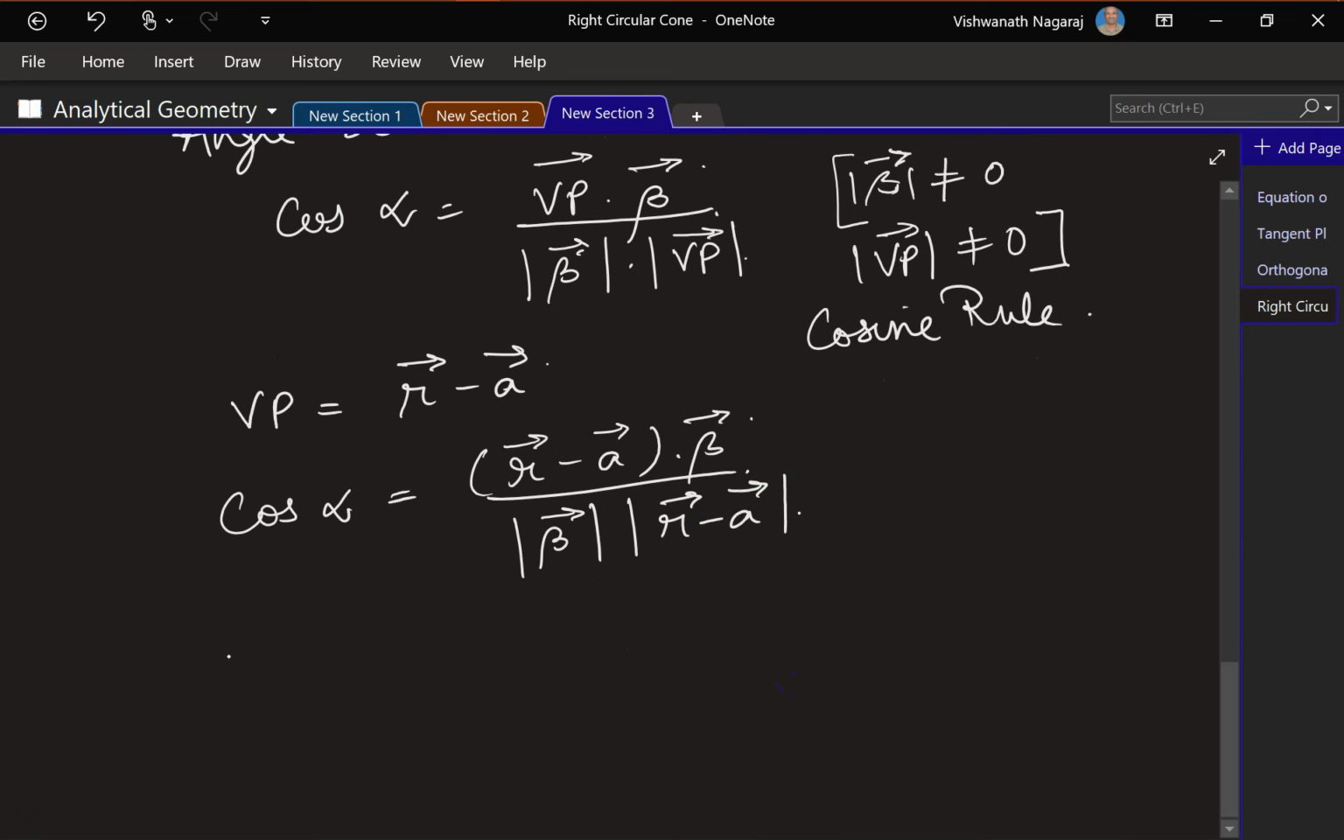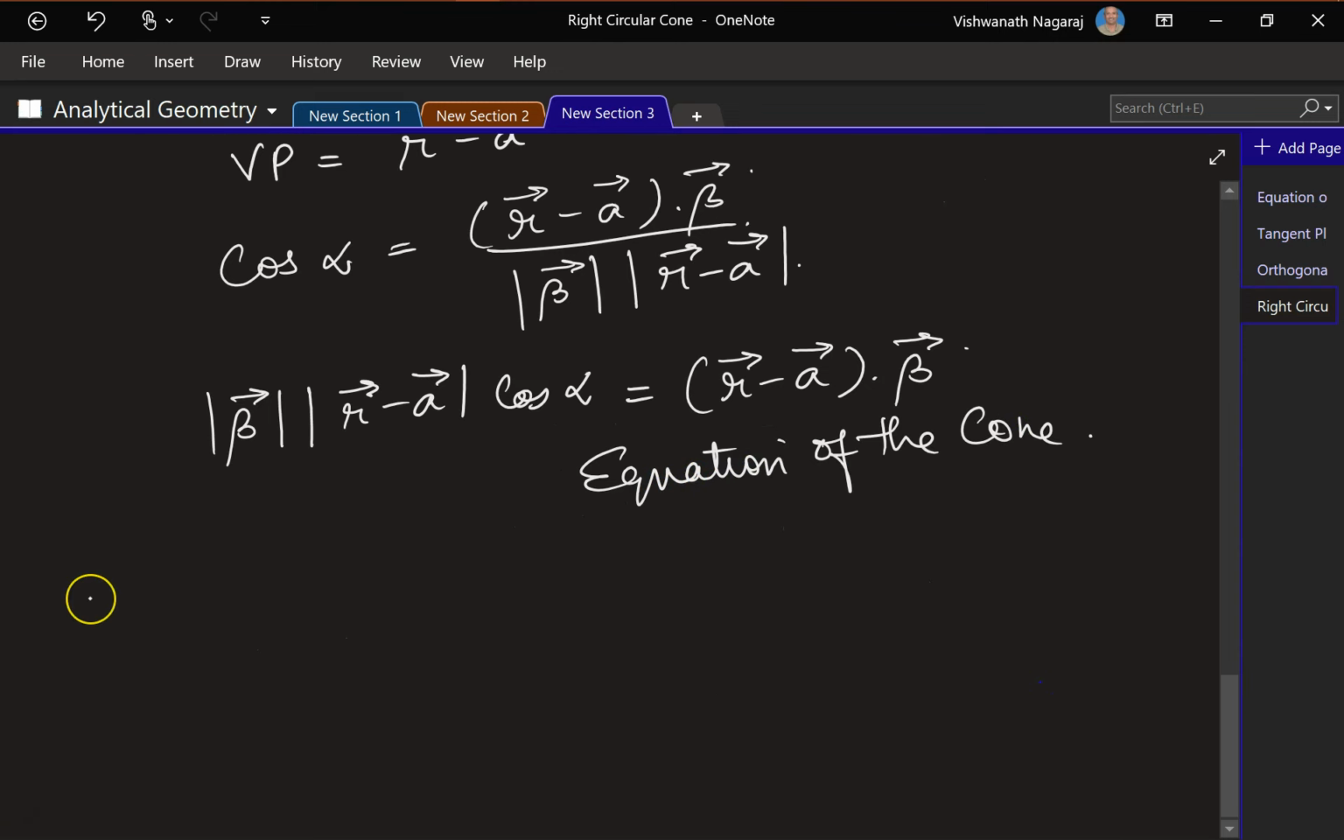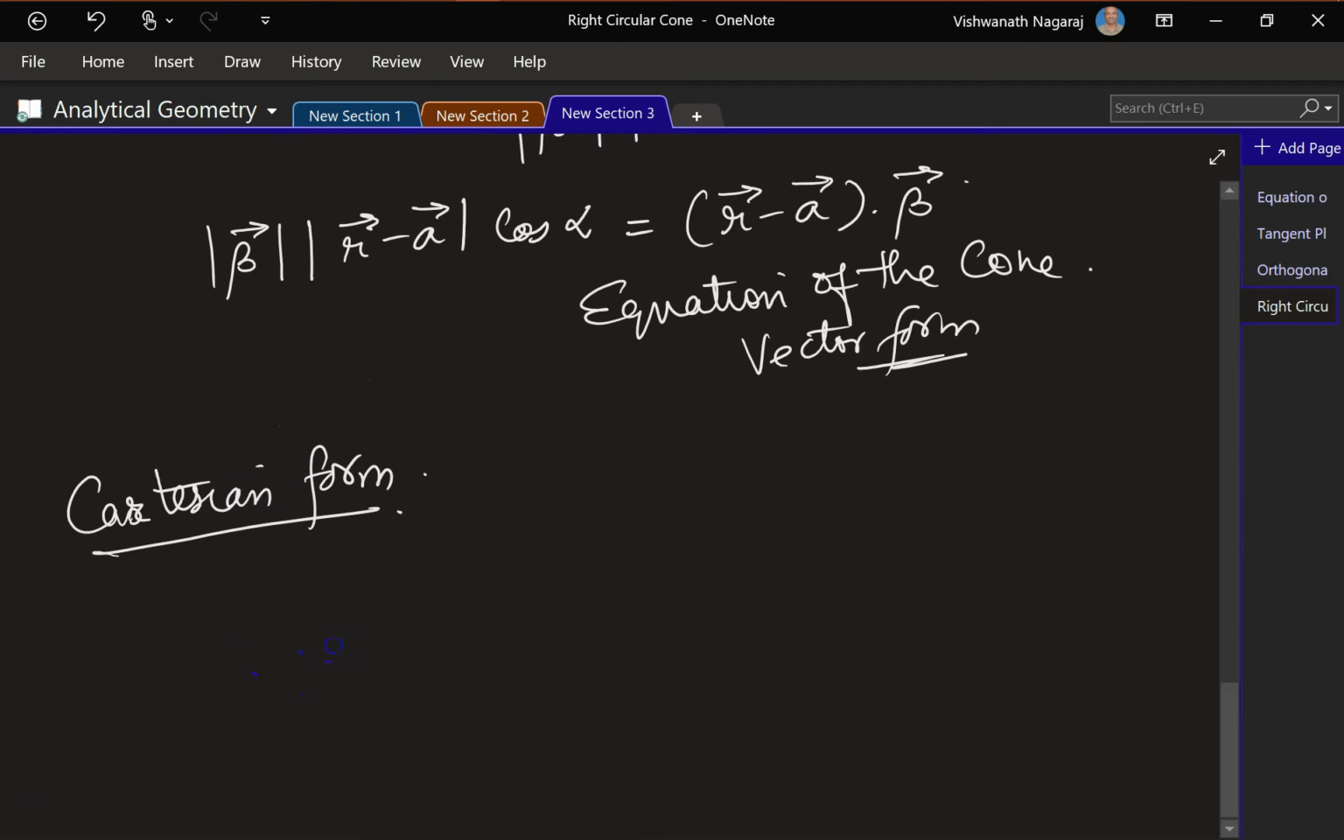A. So our equation of the cone would be magnitude of beta times magnitude of R minus A times cos alpha is equal to (R minus A) dot beta. So this is the equation of the cone. Now remember, this is vector form. Now if we have to look at the Cartesian form, just identify R, A and beta in coordinate form.